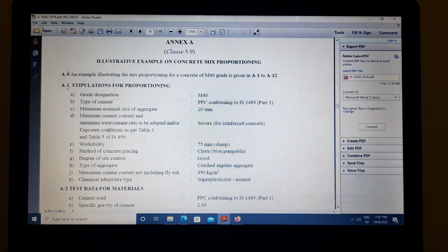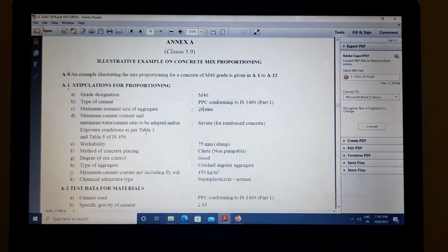Minimum cement content and maximum water cement ratio to be adopted. You should decide the minimum cement content and maximum water cement ratio, which is given in table 3 and table 5 of IS 456. Now I give you a clear idea by opening table 3 and table 5 of IS 456.